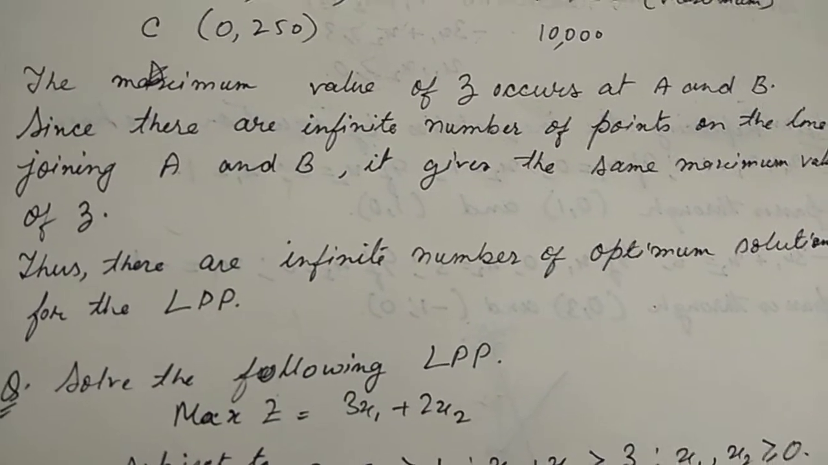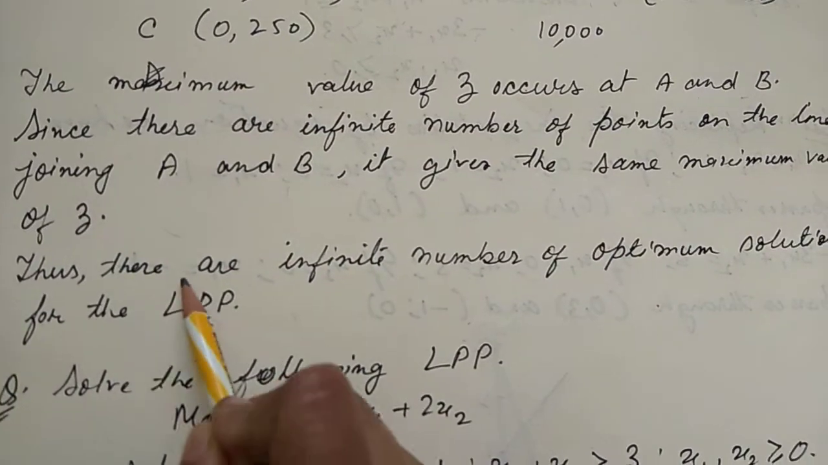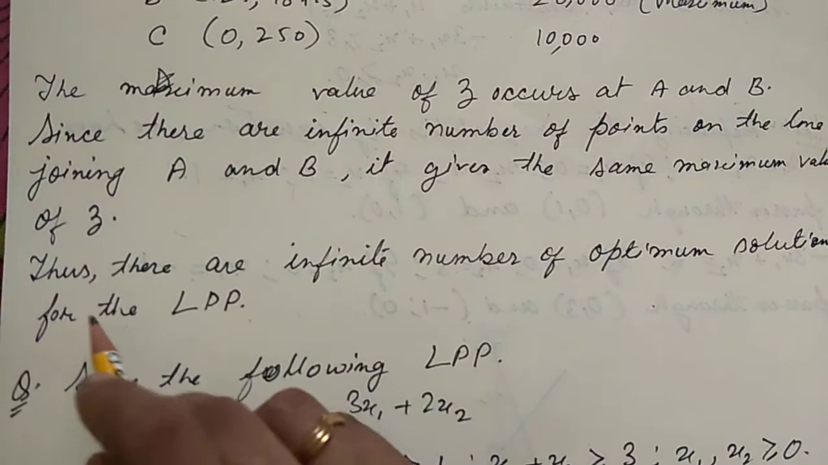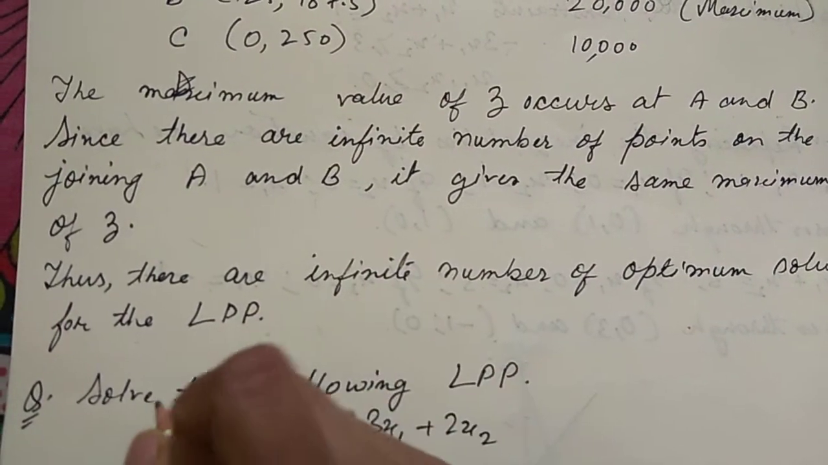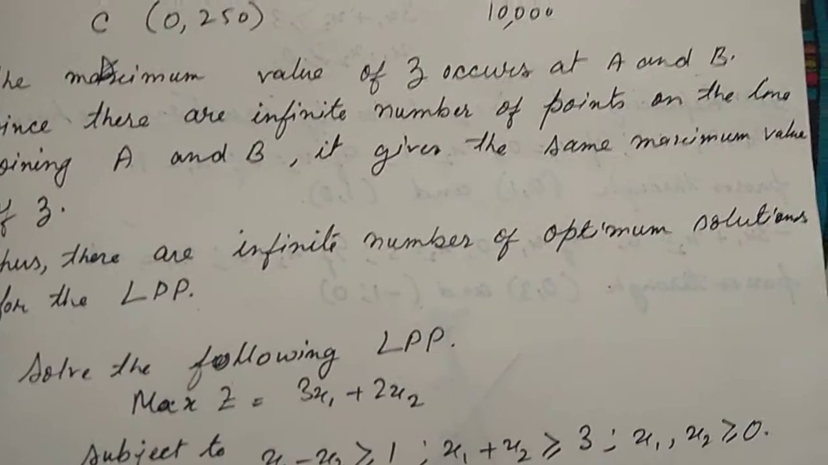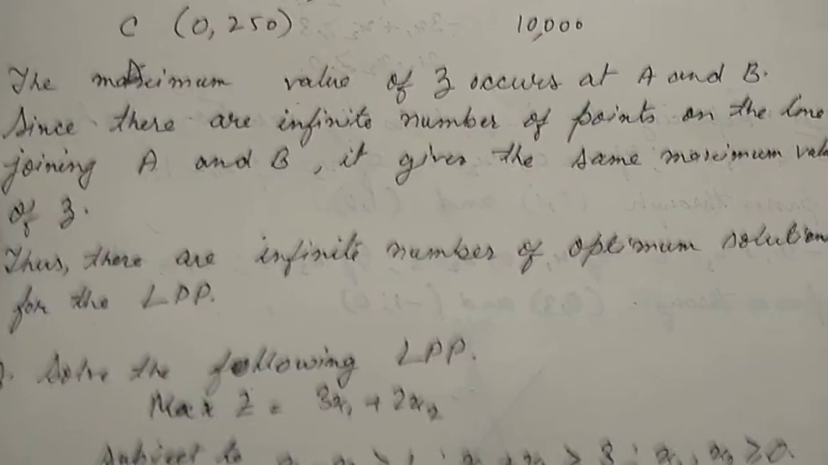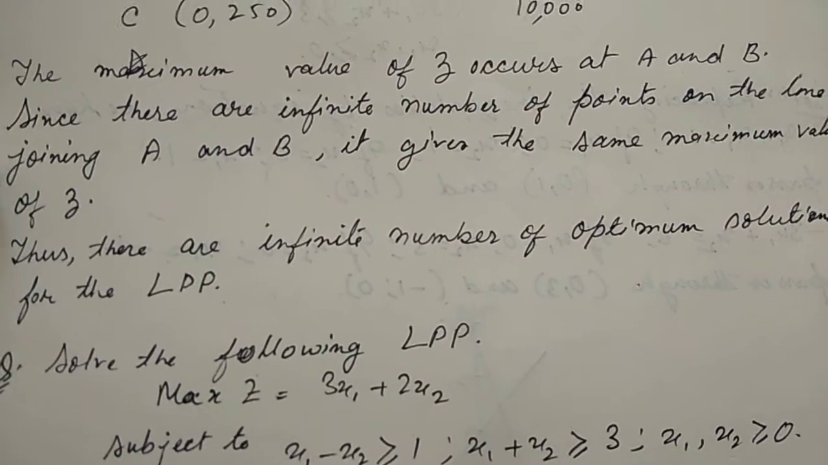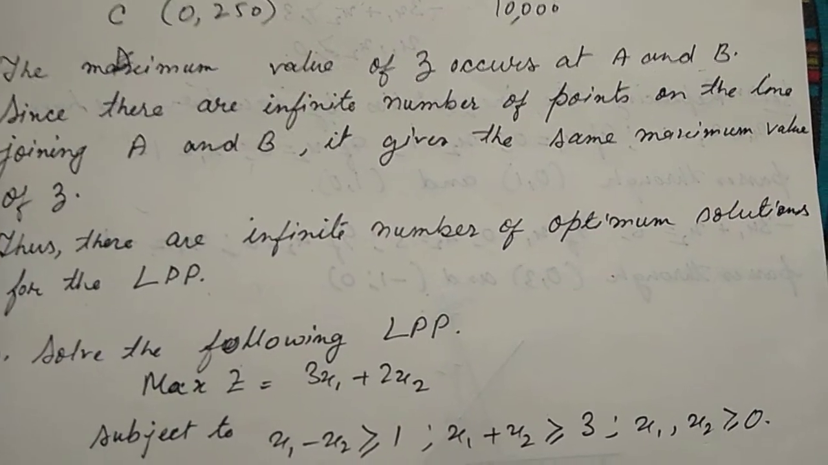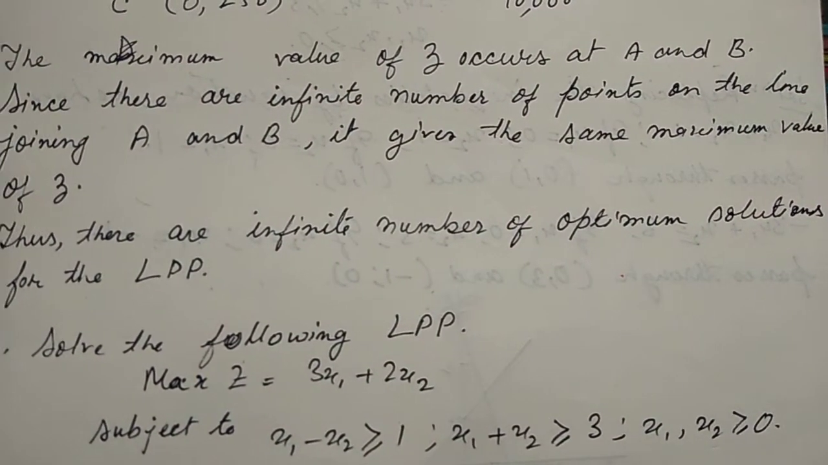So in this type of solution, what you have to write is: thus there are an infinite number of optimum solutions for the LPP. That's it. Since there are an infinite number of points on the line that joins A and B which give the maximum value of z, there are an infinite number of optimum solutions, not a specific solution for x1 and x2. So, done. This is one case of a special form of LPP.